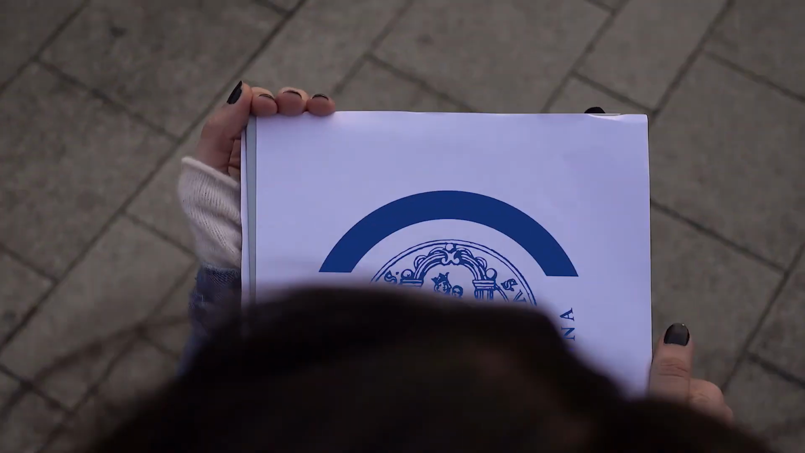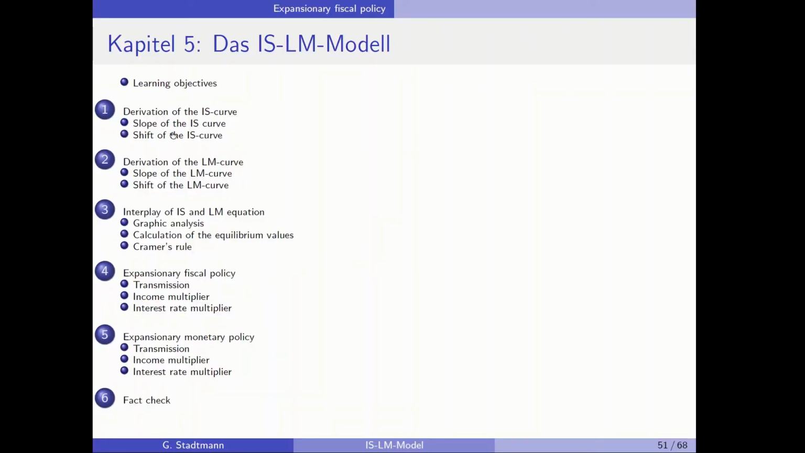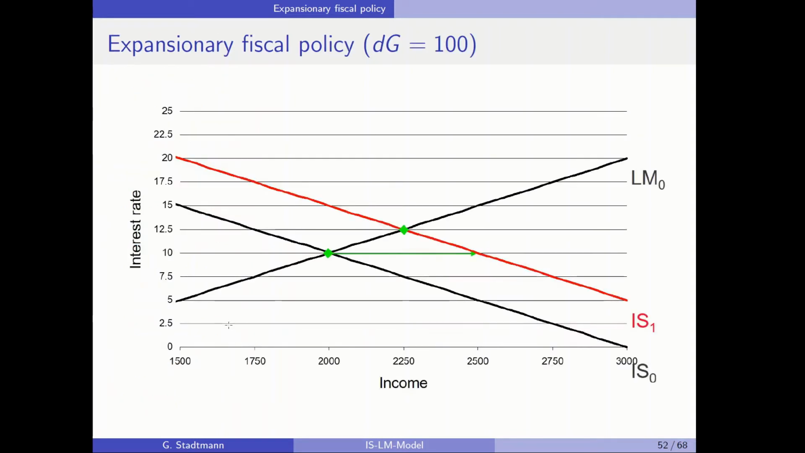Welcome back to class. We have derived the ISLM model, and now we are going to apply the ISLM model. So we'll talk about an expansionary fiscal policy and an expansionary monetary policy. Let's do so. The black cross here characterizes the initial equilibrium. We are in our basic equilibrium where the GDP level is equal to 2000 and the interest rate level is equal to 10.